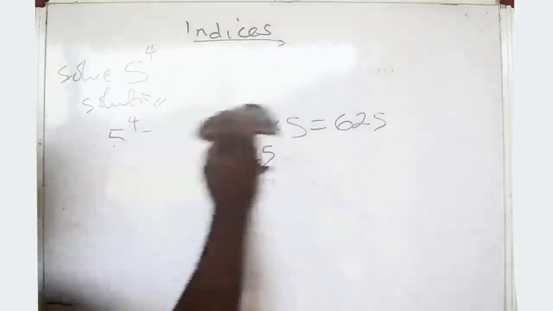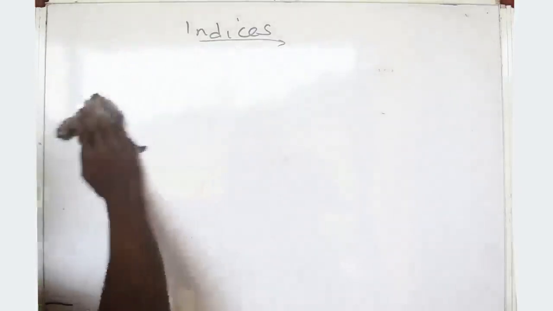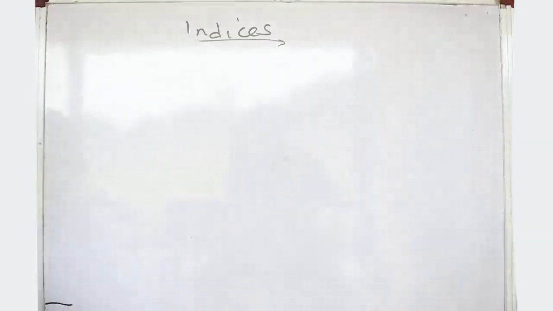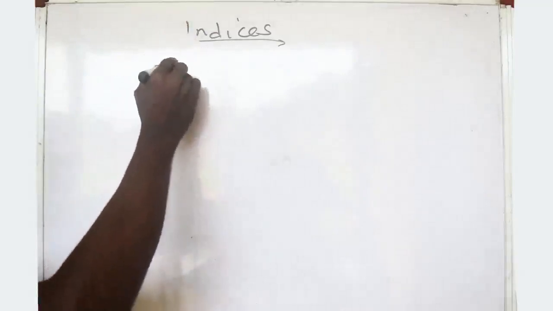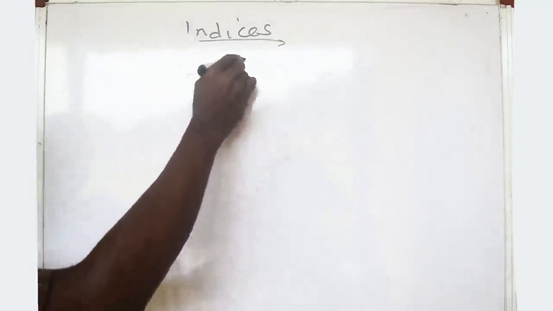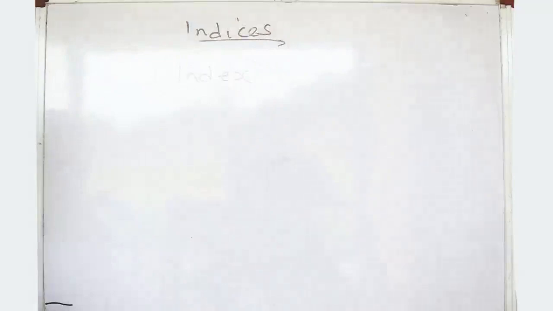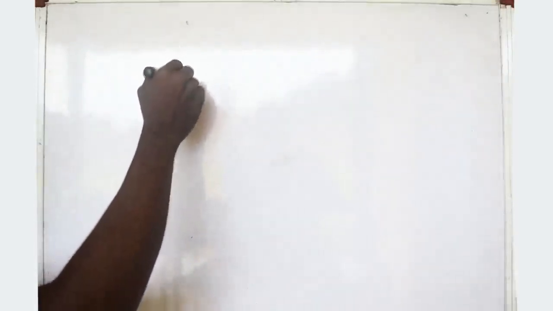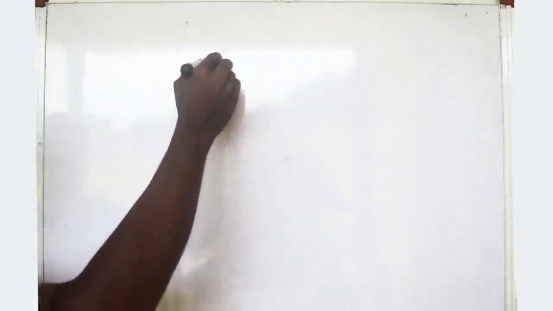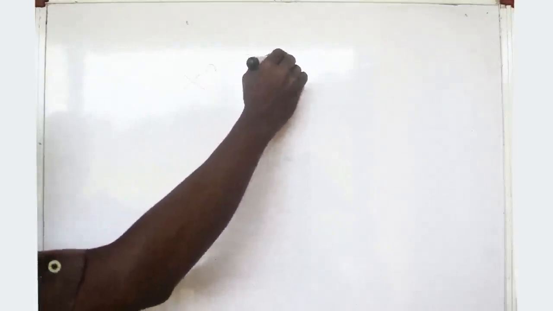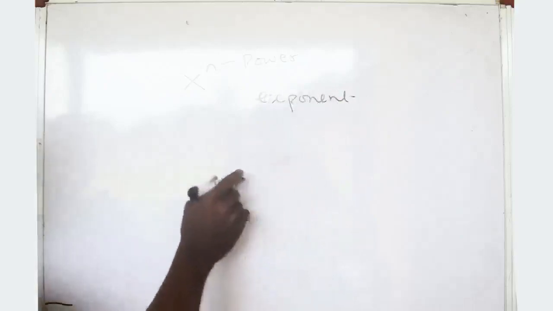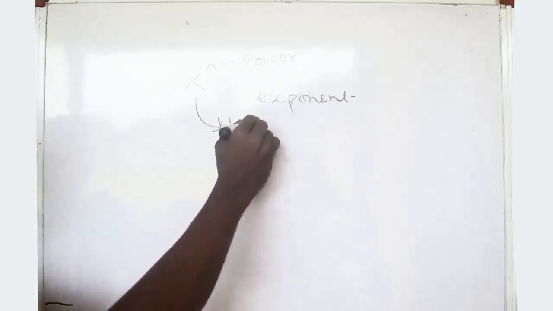So in the cap, I will tell you one thing to keep in mind anytime you hear indices. Even the word indices is plural. The singular of indices is index. So index is singular, indices is plural. And the other thing is, in mathematics, anytime you see something like this, this one is the power. You can also call it exponent. Whereas this one is the base.